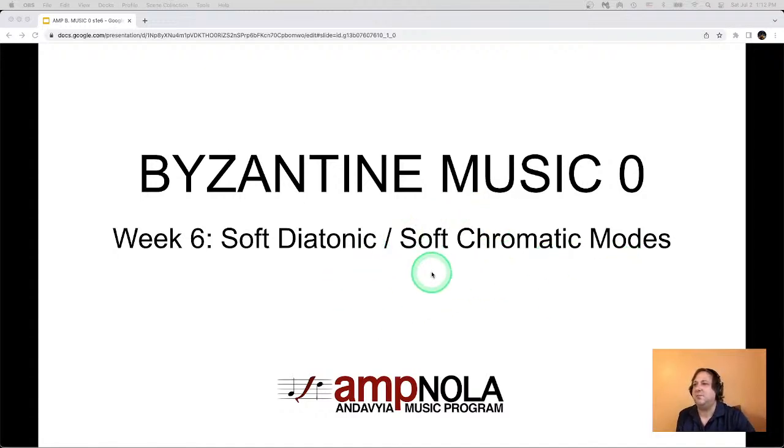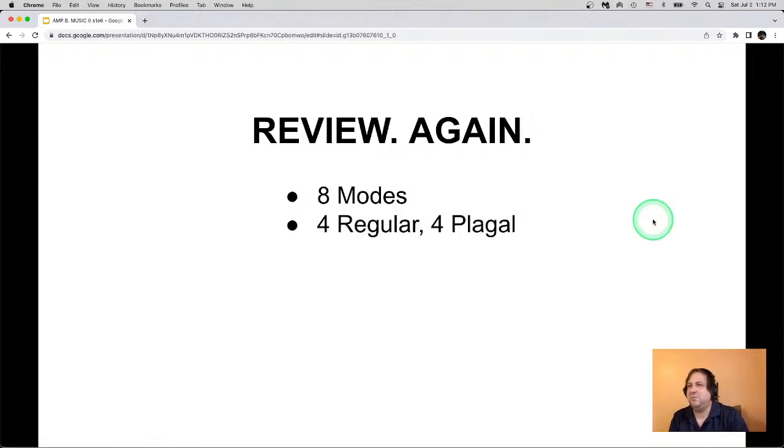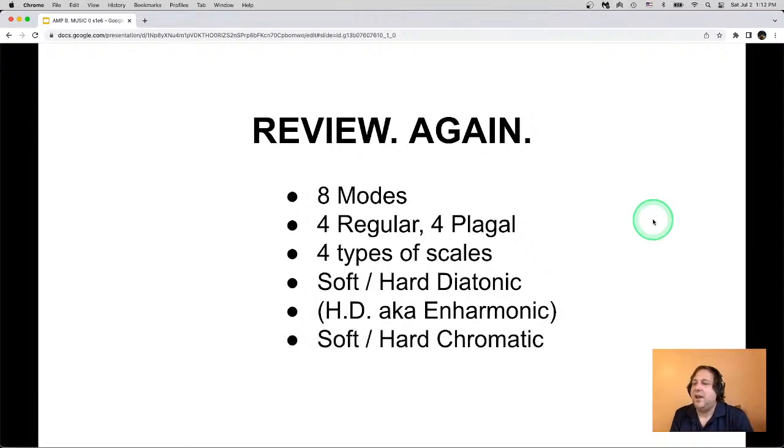Soft diatonic, soft chromatic modes, Unit 6, Byzantine Music 0. First, we're going to review, again. So there's 8 modes. 4 regular modes, 4 plagal modes. 4 types of scales. There's soft diatonic and hard diatonic. Hard diatonic is also known as enharmonic, depending on whose theory you're working with. And then we have soft and hard chromatic. So soft and hard diatonic, soft and hard chromatic, 4 types of scales. This is not all of it, but this is all you need to know for now.